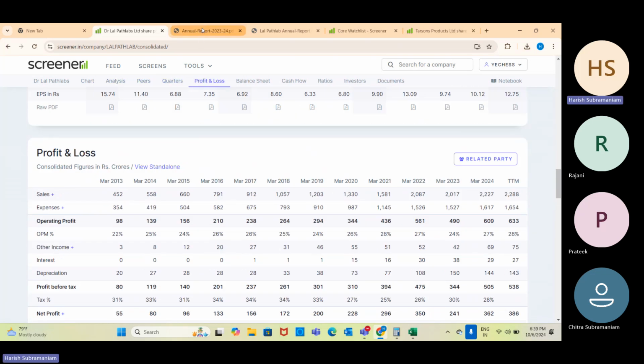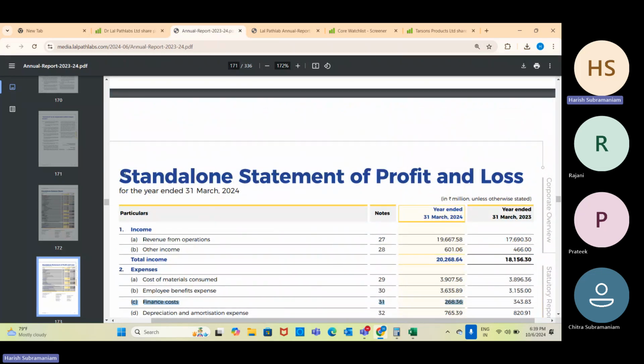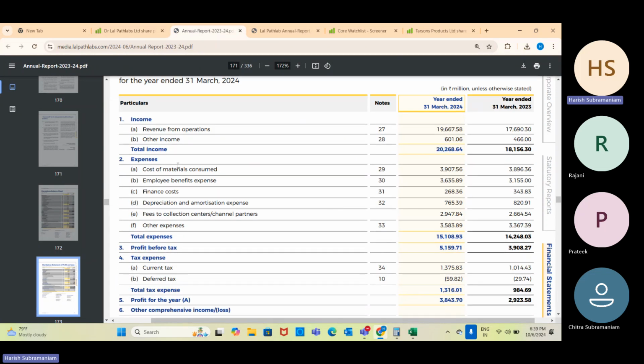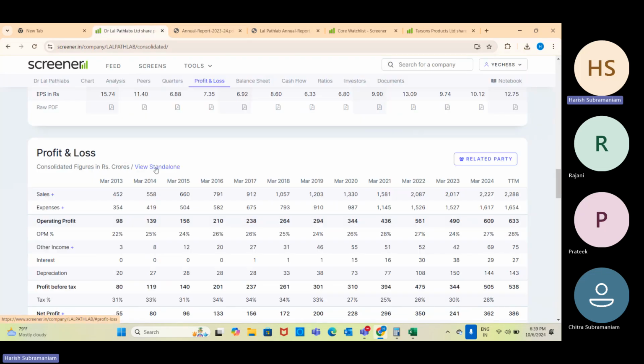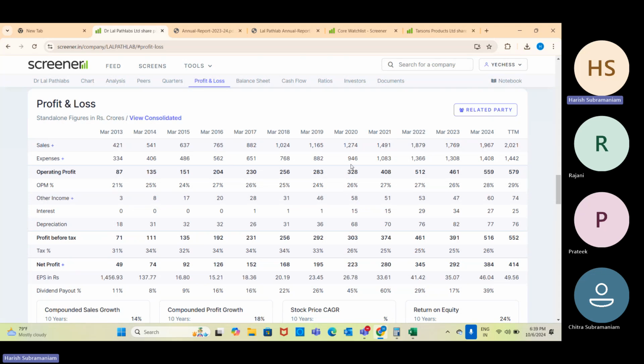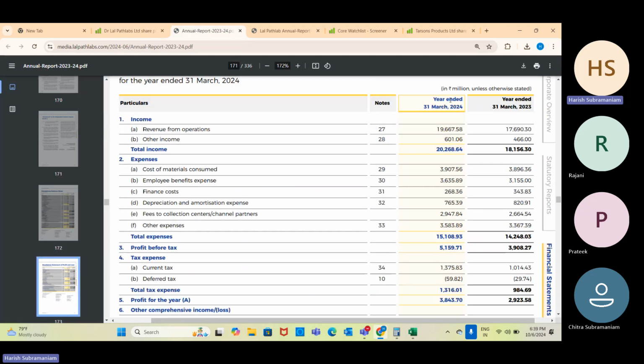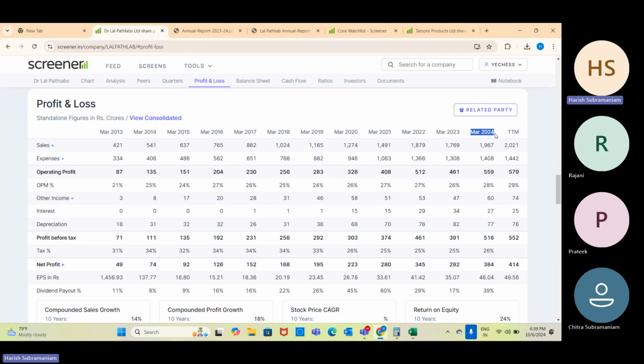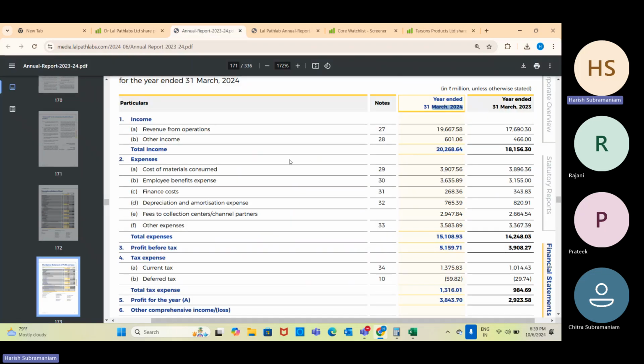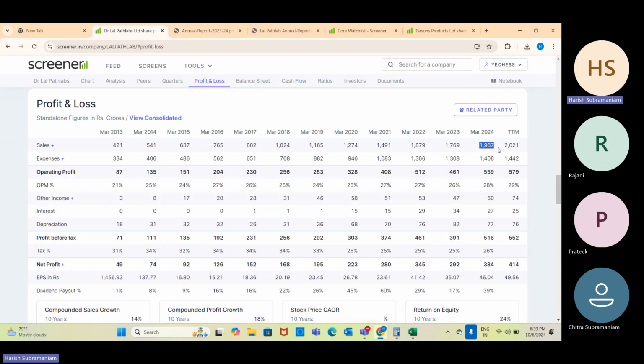So we saw here, we are actually looking at the standalone statement of profit and loss. We are not looking at consolidated. So we have to come here to standalone. Now we are looking at year ended March 2024. So for March 2024, you can see revenue from operations is 19,667 million rupees, and Screener has shown this as 1967 crores.